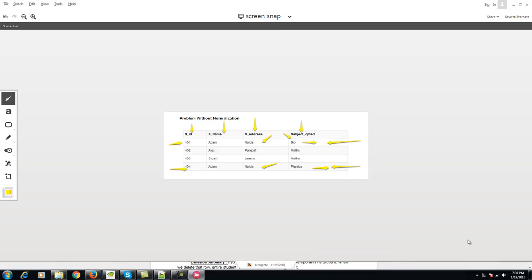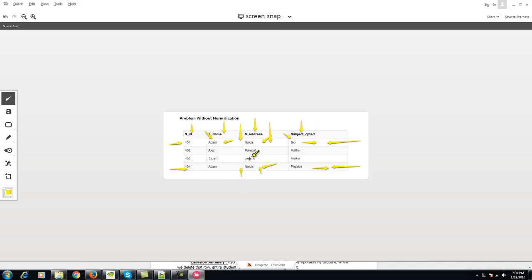So what is the problem with this? If you have to update the address for this student, you have to put a lock on the entire structure, and then all the rows associated with this student have to be updated. That is very difficult, and that would take a lot of locks on an entire database table. And that is not convenient.